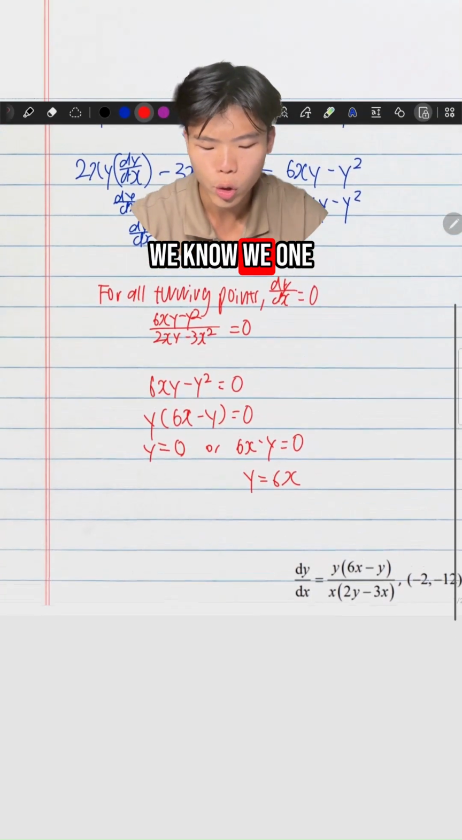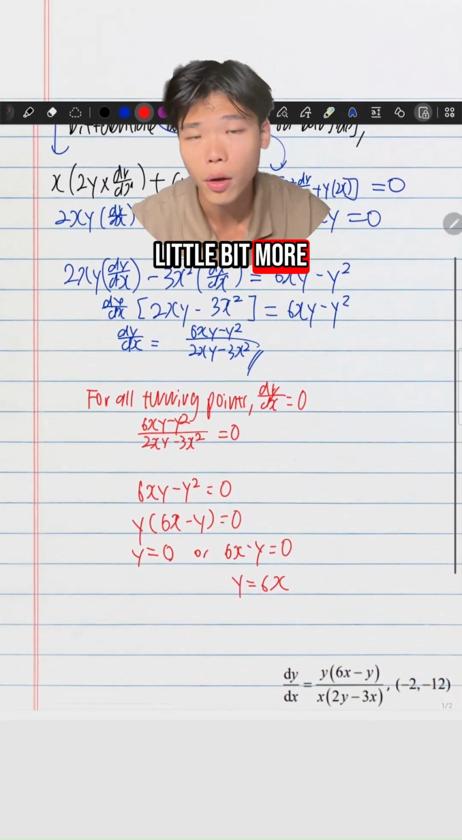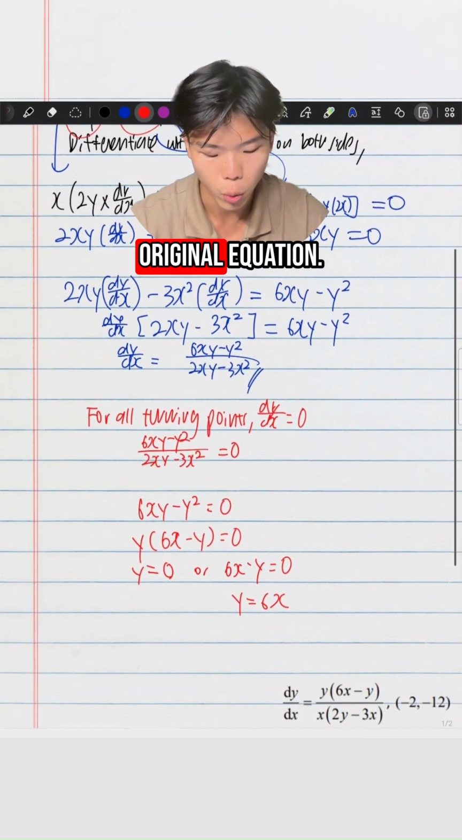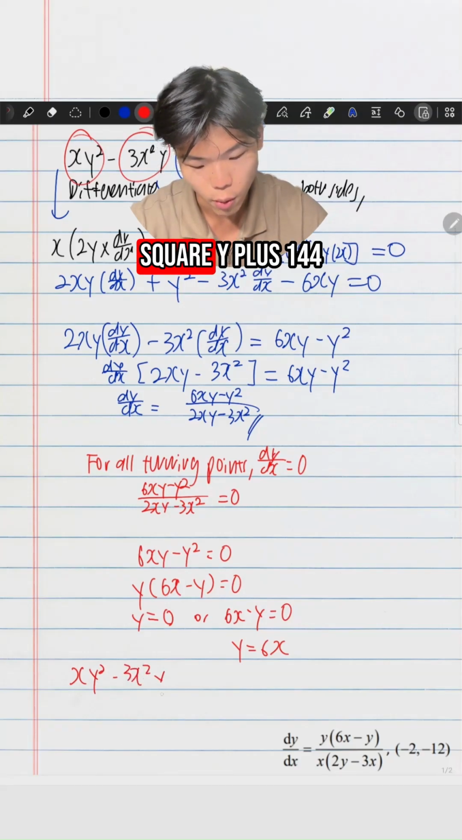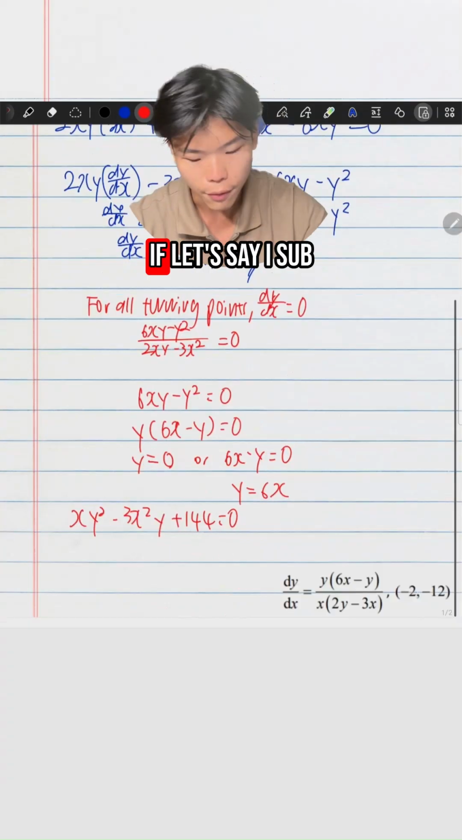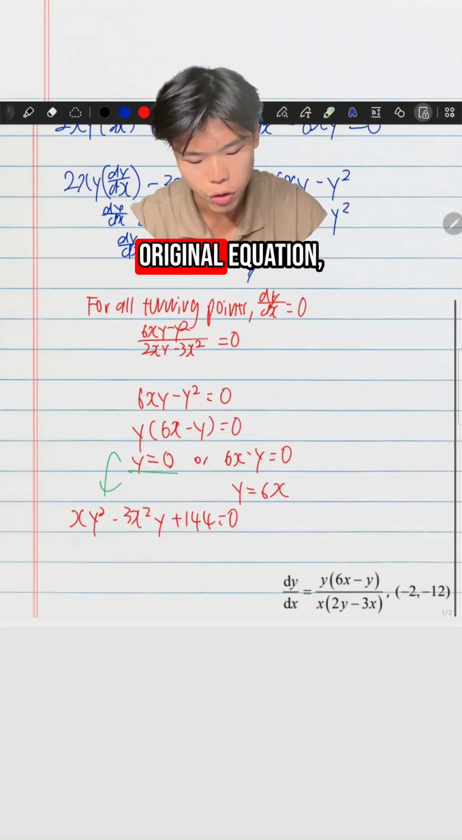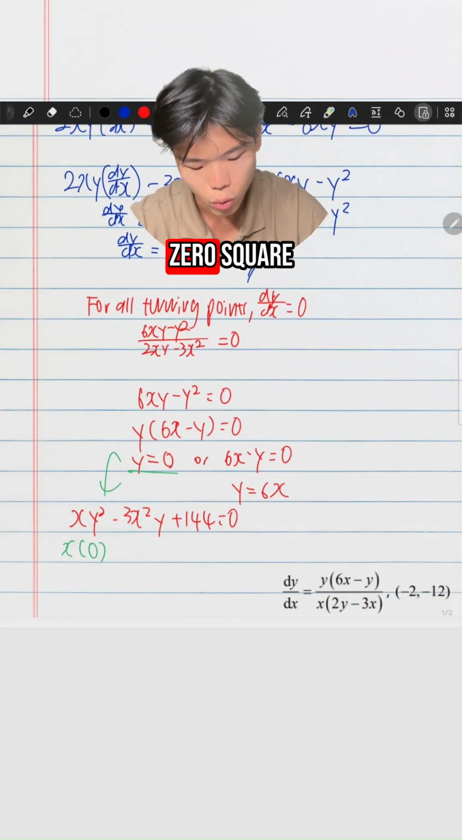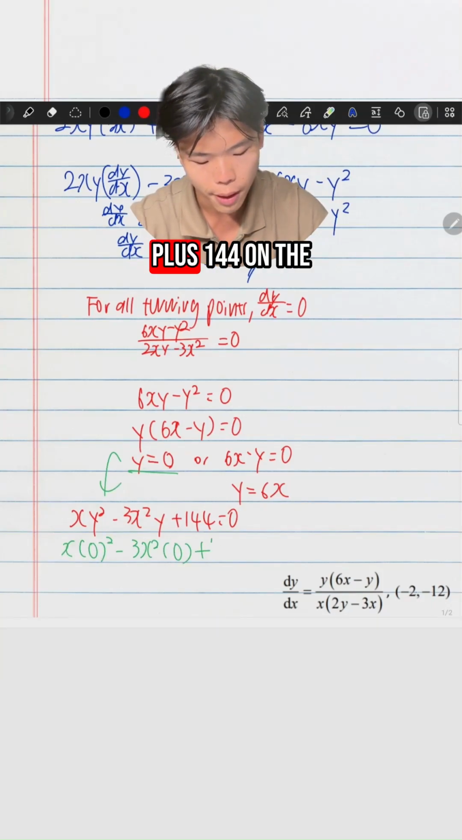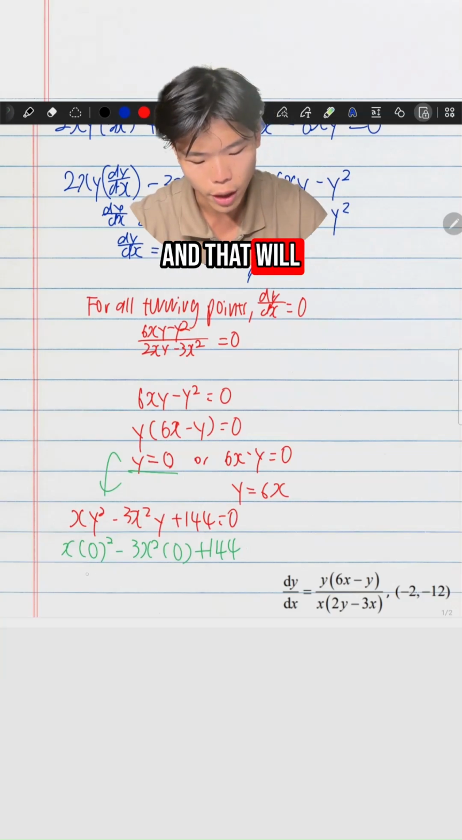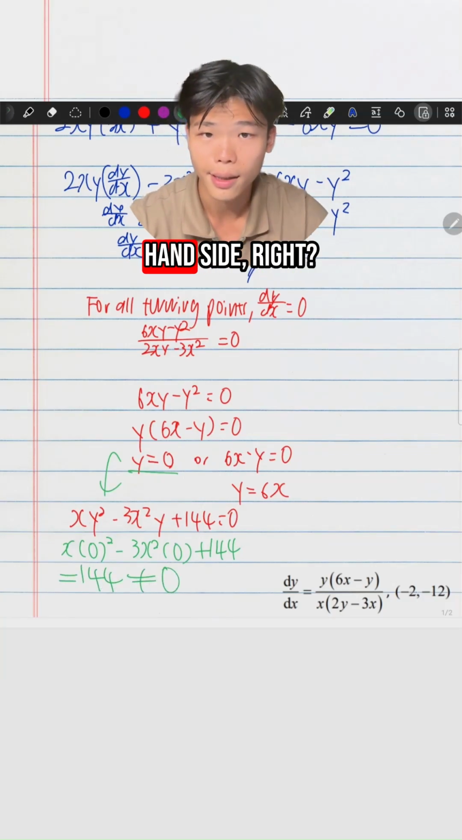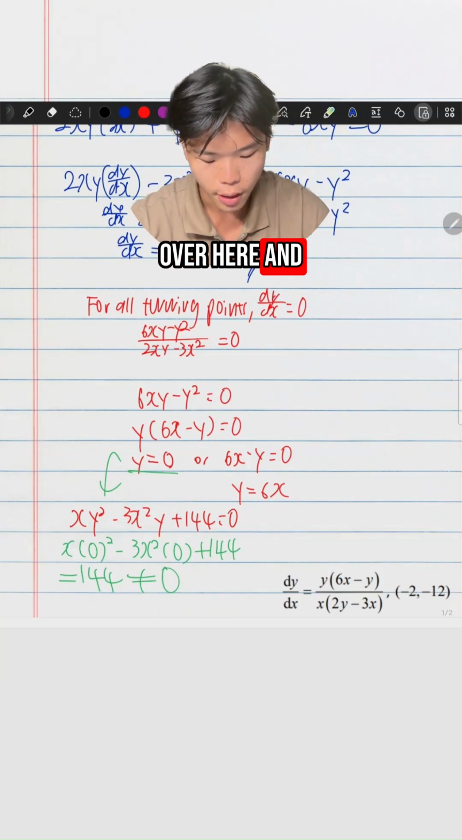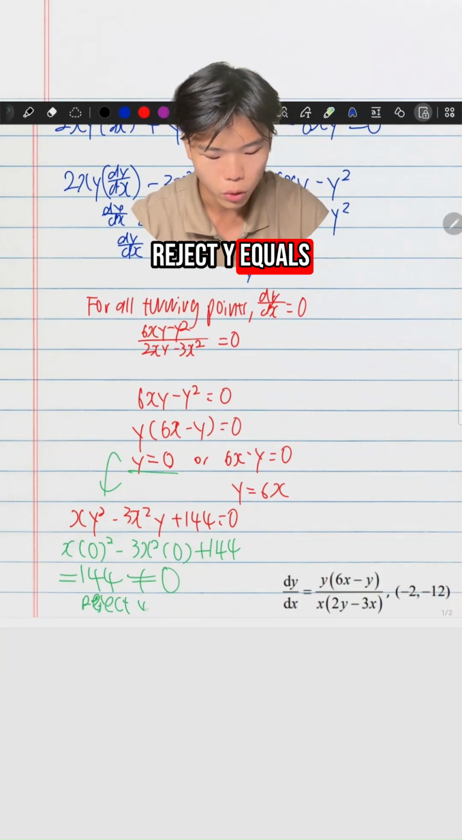How do we know which one to proceed with? This is where we need to be a little more careful and sub this back into the original equation: xy squared minus 3x squared y plus 144 equals 0. If I sub y equals 0, I have x times 0 squared minus 3x squared times 0 plus 144, which gives 144 on the left-hand side, not the same as 0 on the right-hand side. There's a contradiction, and therefore we reject y equals 0.